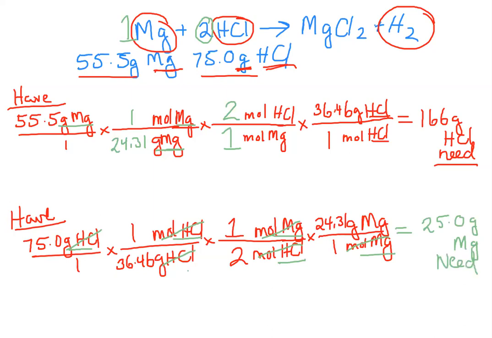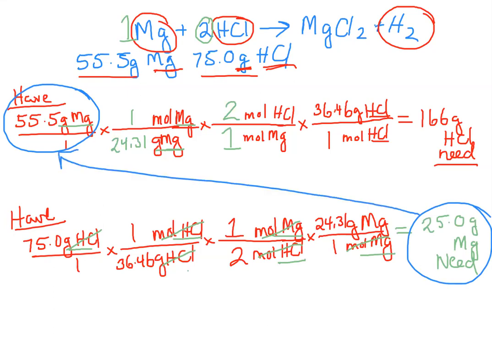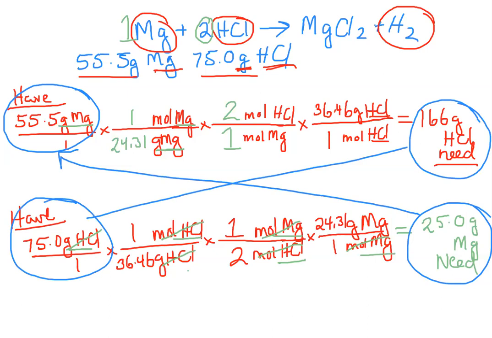Now we're going to compare. We need 25. We have 55. Do we have enough? Yes. We need 166. We only have 75. Do we have enough? No. So that tells us that HCl is our limiting reactant. We don't have enough of that to use all of our 55.5 grams of magnesium. So we're going to have extra magnesium. We're going to use all of our 75 grams.